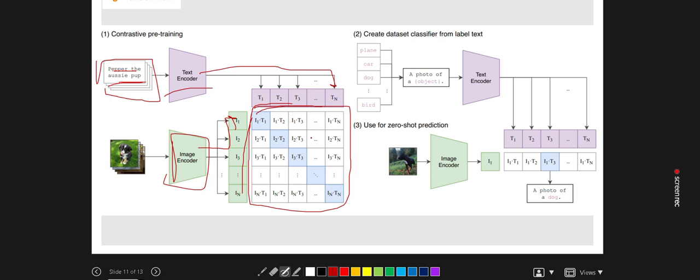There are a lot of captions and a lot of images, we pass them, and then we get this. So you can think of this output as a matrix, right?